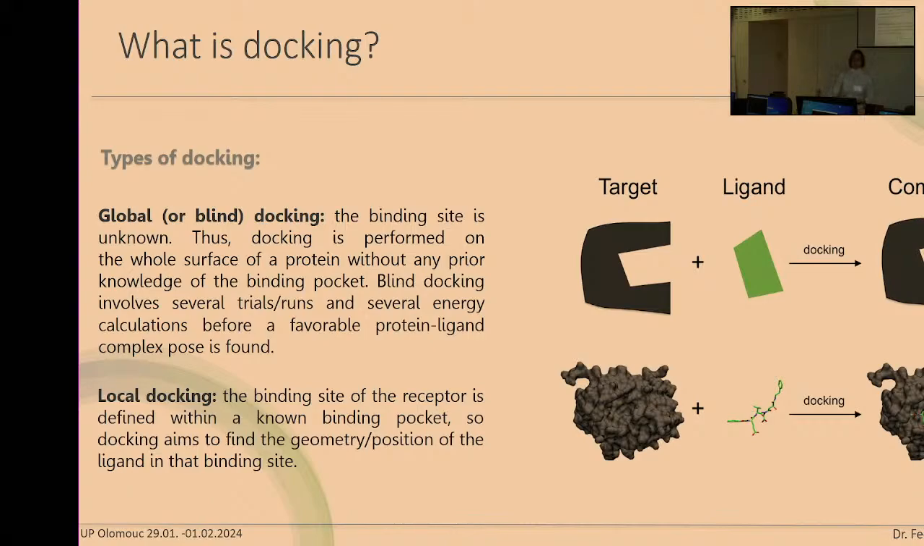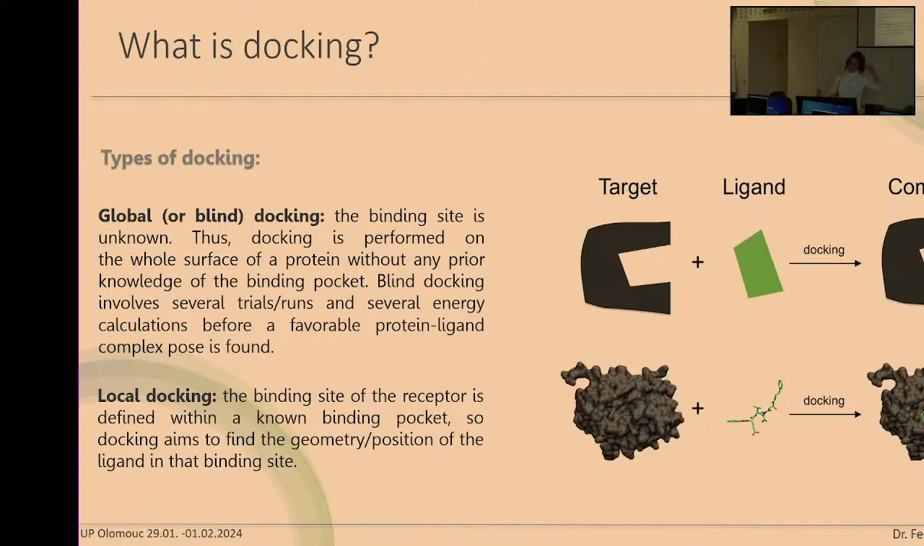Okay, let's see how many types of docking we have. Basically, one type of docking is defined as global docking or blind docking. What does it mean? It means that in blind docking, we do not have any prior knowledge of the binding site of the receptor.